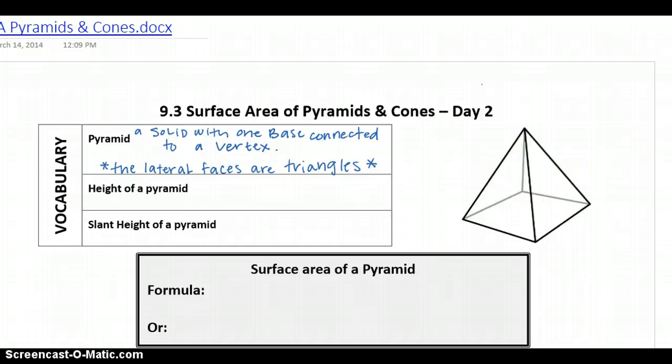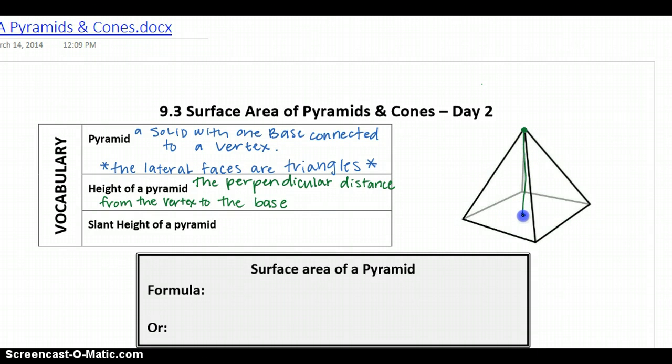So if you look at our pyramid to the right, we have a base that is a square. Our base can be different shapes, but in this case it is a square. And each of the sides are triangles. The height of a pyramid is the perpendicular distance from the vertex to the base. So we can draw a line going from the point of the vertex to the center of our base. And again, the height is perpendicular to the base, so it forms a right angle. And we use the letter H to talk about height.